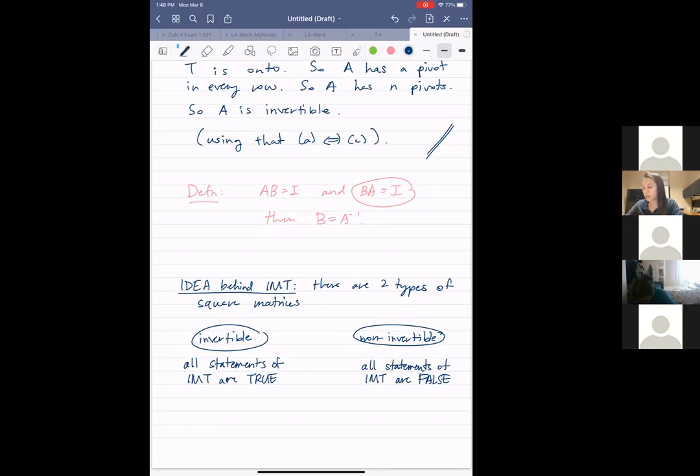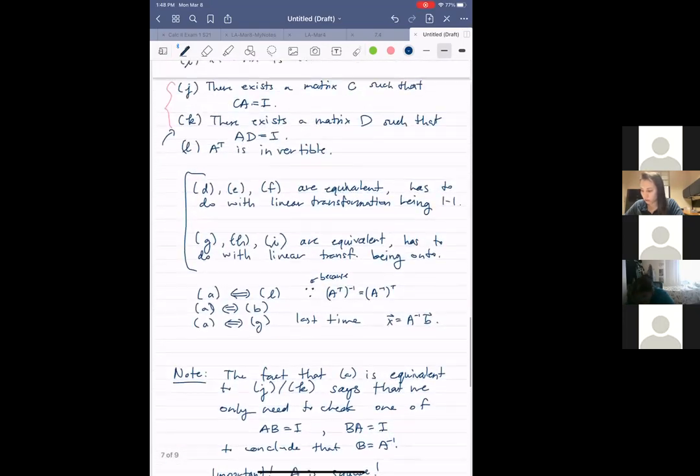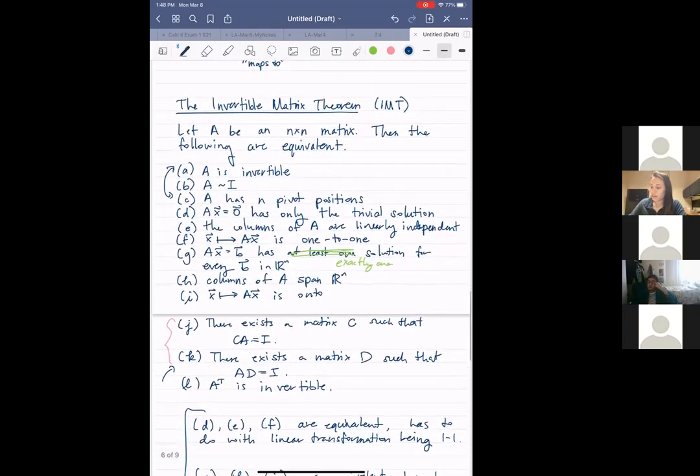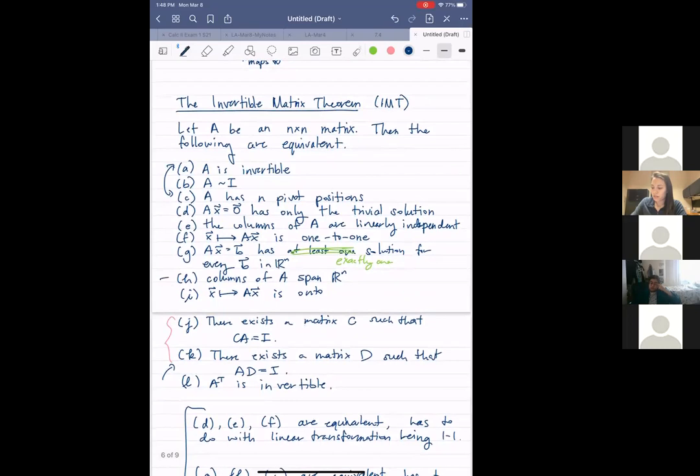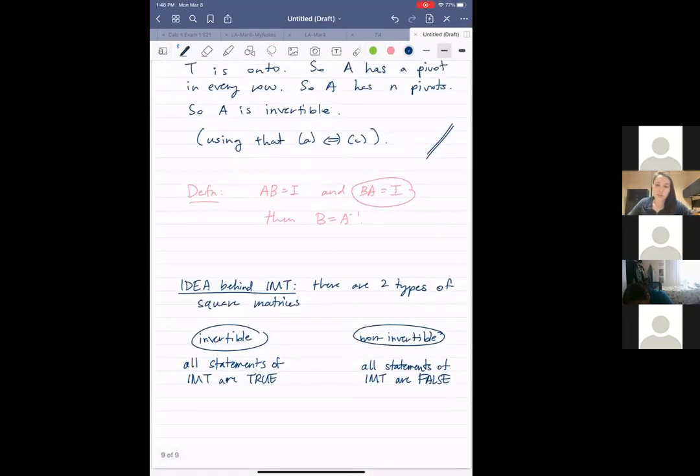So for instance, if we have a non-invertible matrix, sorry, I'm going to scroll all the way back up here, then we know that, for instance, this part H, the columns of A do not span Rn. We know that the linear transformation is not onto. All of these statements, but the opposite, right? Okay. So I guess we'll just end there.